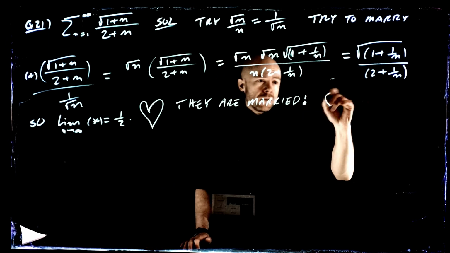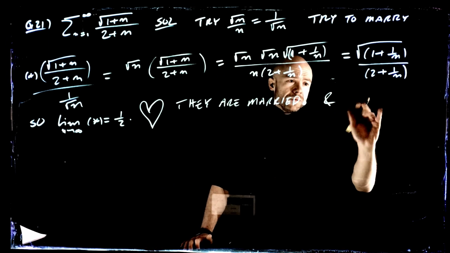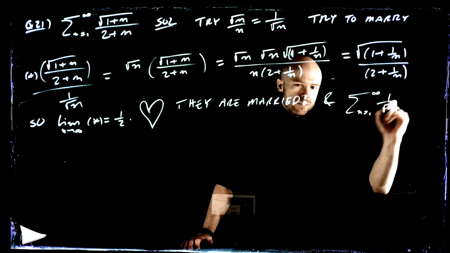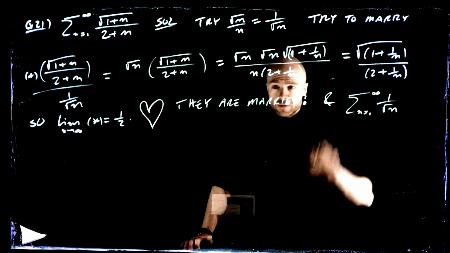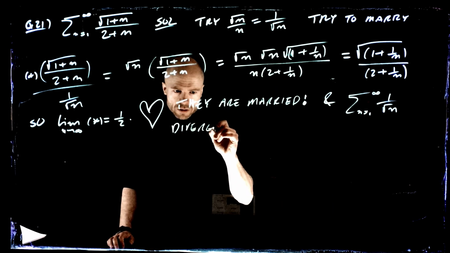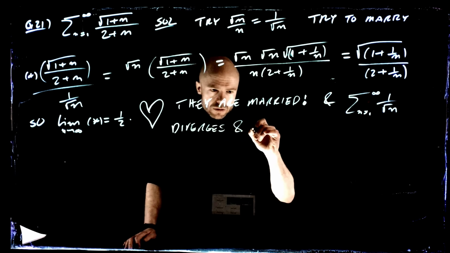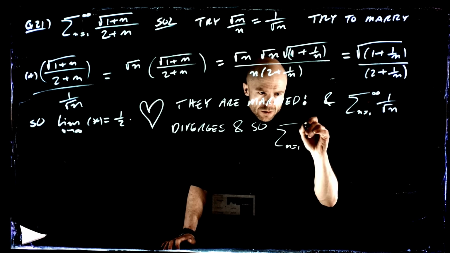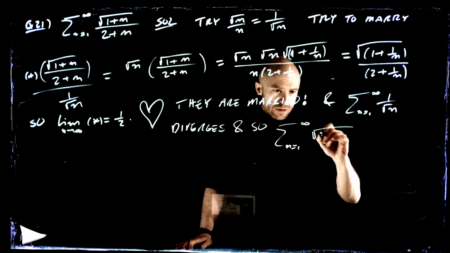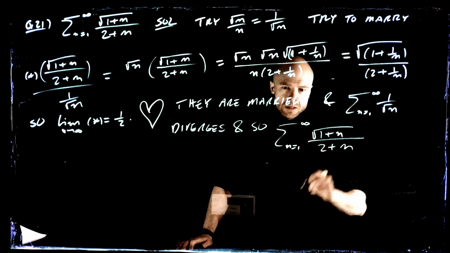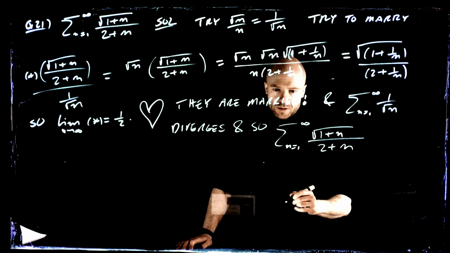And what does the beautiful guy do? What about this thing? They're both going to diverge. Yeah, this thing diverges. And so the ugly guy also diverges. And that's it. Easy, no? Easy. All right.